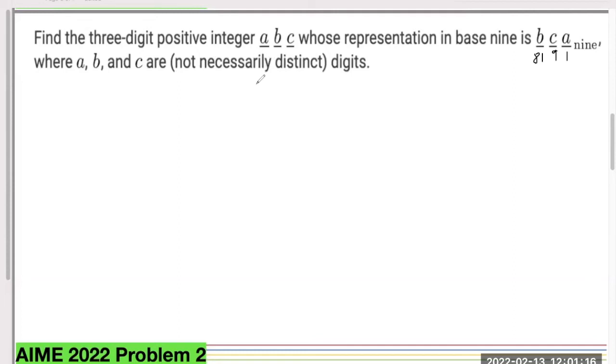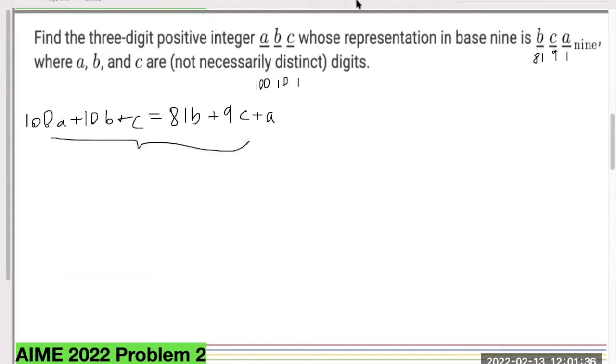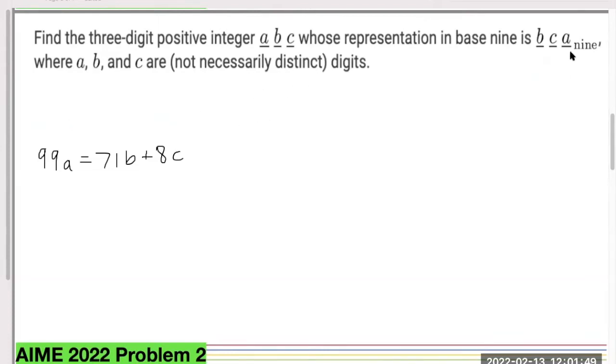That's why in base 10, this is the hundreds place, this is the tens place, this is the ones place. So we get our coefficients: 100a plus 10b plus c is equal to 81b plus 9c plus a, right? If we simplify things a little bit in this equality, we get 99a is equal to 71b plus 8c. So all we need to do is find three numbers, A, B, and C, that satisfy this equality.